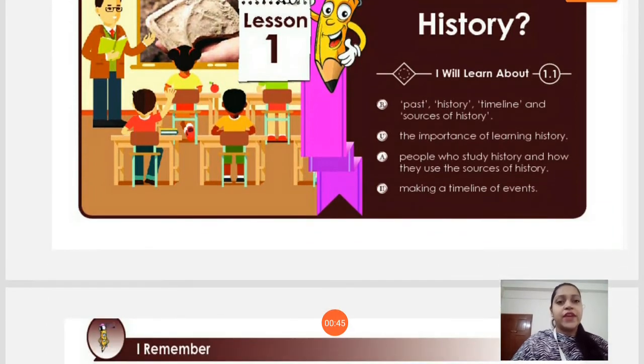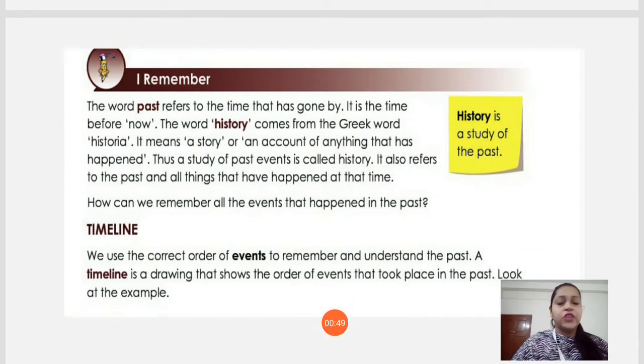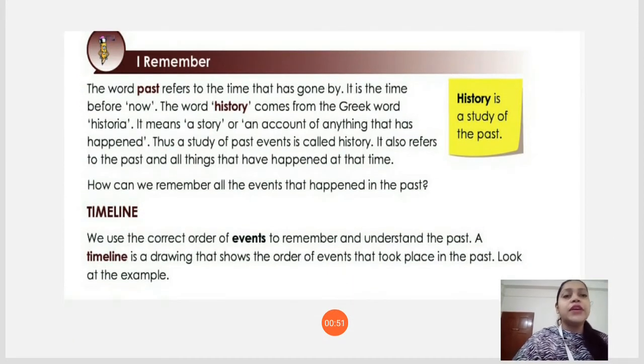And children, what is history? You can see in your book. If you have your textbook, take it out and you can follow with me. It's given, what is history. History is a study of the past. So children, you remember what is history? History is a study of the past, events that happened in the long ago.